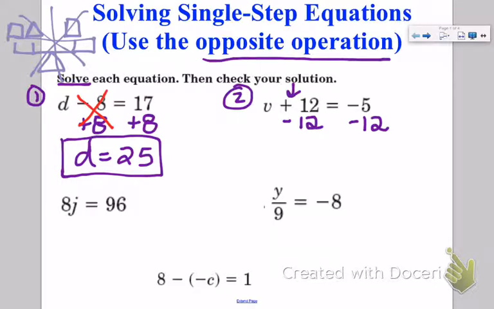Once again, that +12 and that -12 are going to cancel. And that leaves us with v by itself, and then on the other side we do -5 minus 12, which is -17.